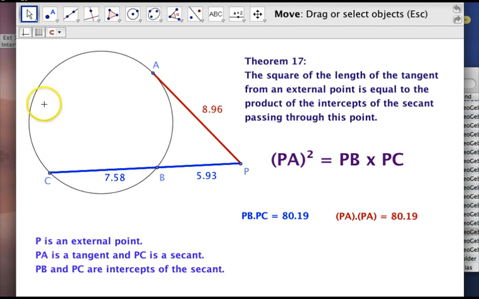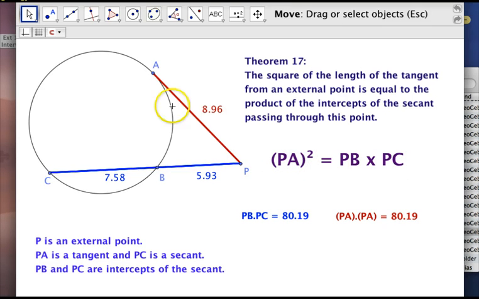So the rule is that PA times PA is 80.19, and PB times PC is also 80.19, and we can try that. Remember, these are rounded off, but if I do 7.58 plus 5.93, I get the length of PB, which is 13.51, and if I times that by 5.93, I get 80.1. It's a little bit off. 80.11 I get, but remember they're rounded.